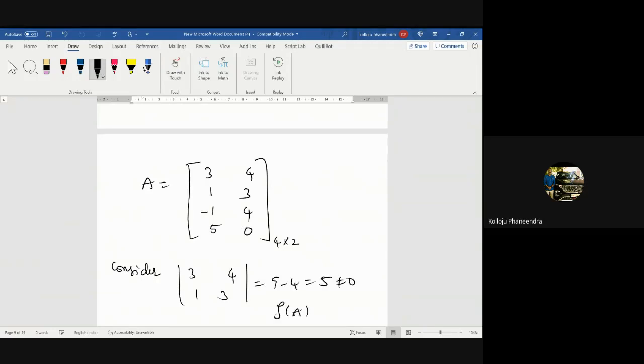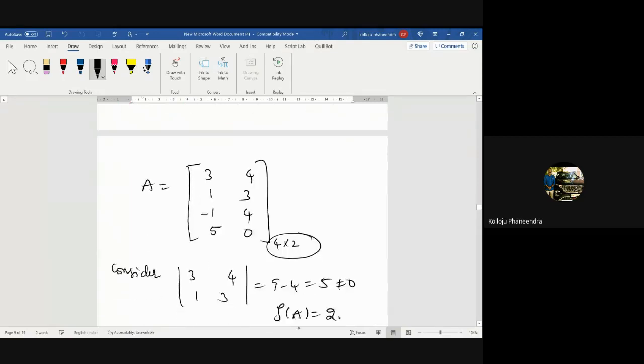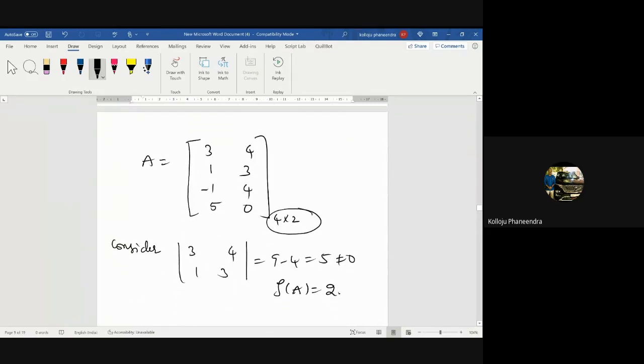So what is the rank also here? 2. So what is this one? 4 by 2, and this is 2 by 4. So what is the rank here? Minimum of m comma n.